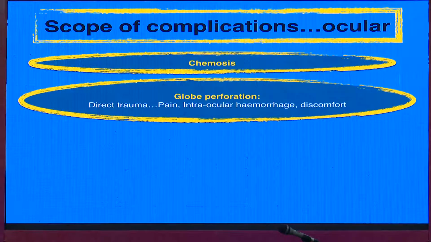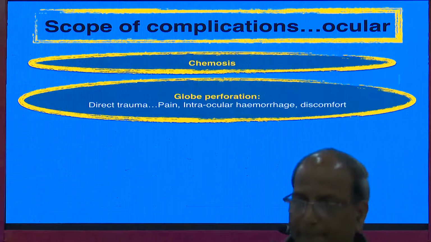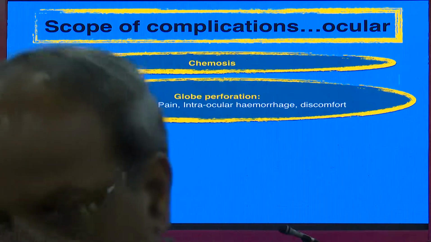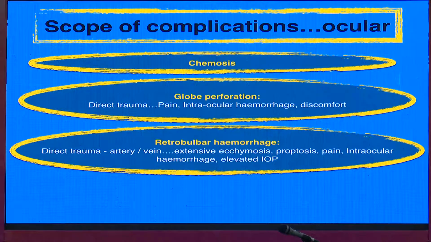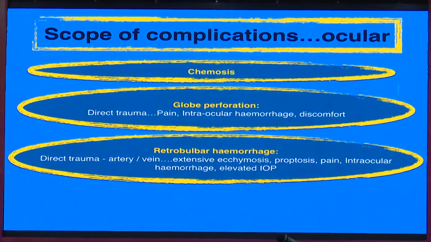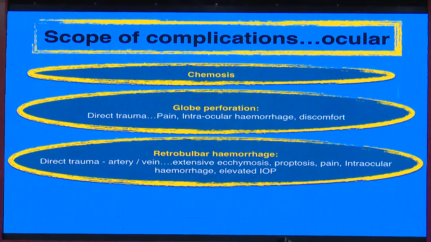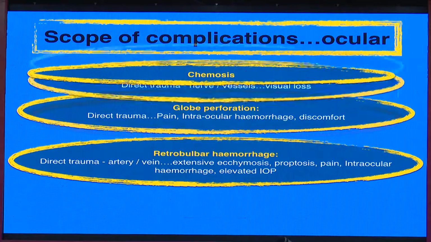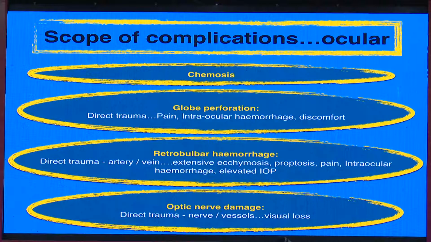Then we have globe perforation, which may be because of direct trauma. The patient may have pain, intraocular hemorrhage, and discomfort. Then we have retrobulbar hemorrhage, very important to note, as we have to halt the surgery in such cases. Again, direct trauma to the artery or vein may cause extensive ecchymosis, proptosis, pain, and intraocular hemorrhage. More often, when we injure the artery, it leads to a compressive hematoma, which is more important than vein damage. Then we have optic nerve damage, a direct trauma to the vessels or the nerve, which can cause visual loss.